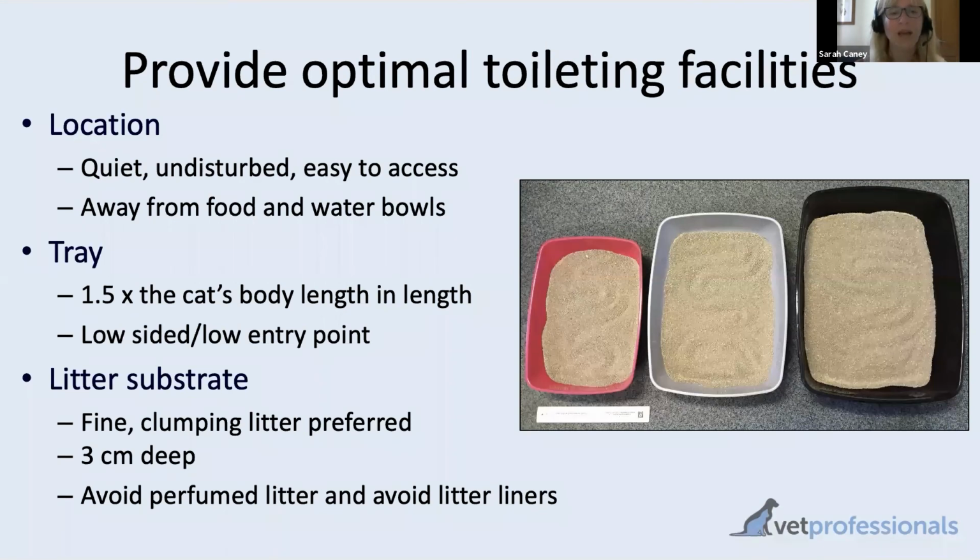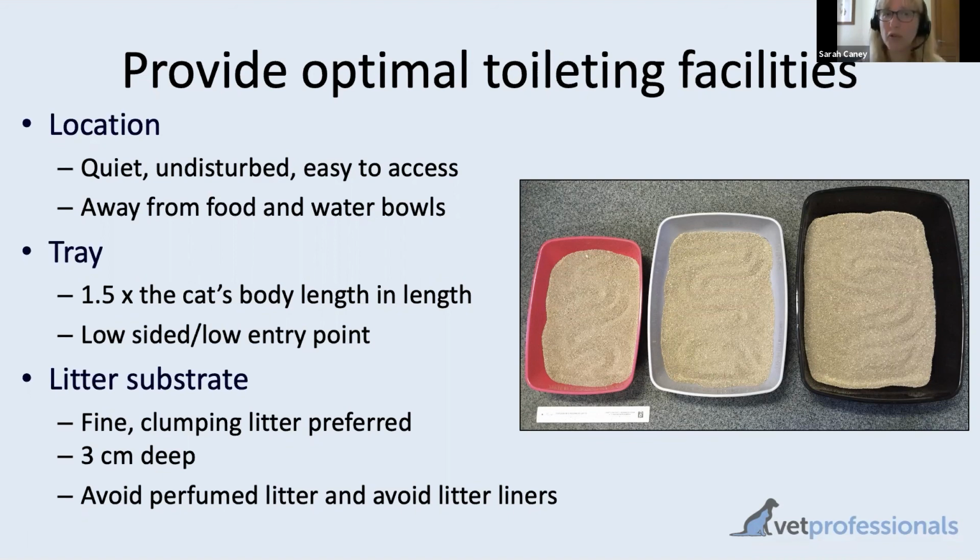And then substrate wise, we want something ideally fine and sandy. That tends to be the cat's preference and certainly comfortable for cats with arthritis to stand on. I would always recommend a clumping litter because it's much easier to keep the tray clean, but also importantly, you then know what your cat is doing in the tray. You know, for example, how many times they're passing urine in the day, how big those urine pools are as well.